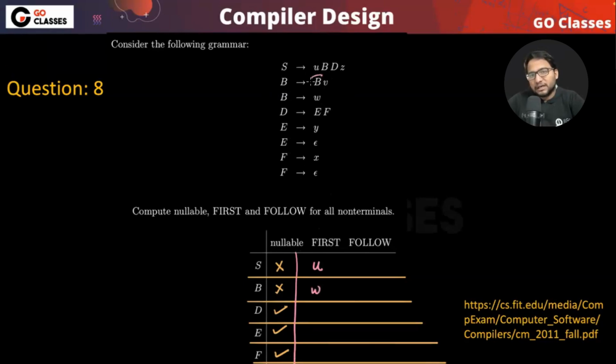So it is basically saying, what is the first of B, which is just the recursive definition, and then W only. And what about this capital D? What is the first of capital D? It will be whatever is the first of capital E. And then if E is nullable, then we will see something else, right? So this is Y. And then since E is nullable, first of capital F also, which is X. And then since this itself is also nullable, so epsilon, because these are nullable. And then X and Y also, right? Y and X. Now, can you tell me the follow?